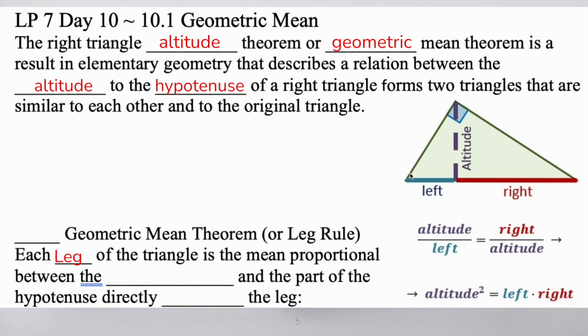So it kind of creates three triangles when we create this altitude. You can see we create this little left triangle, this little right triangle, and then we have the entire triangle, right? So all three triangles are actually similar to each other.